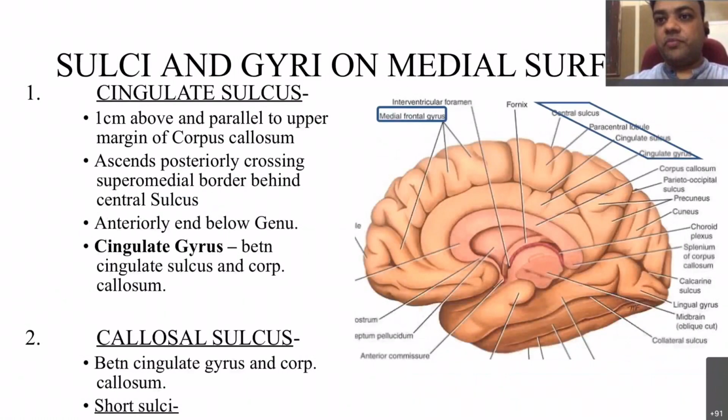Now on the medial surface. So first we will see the cingulate sulcus. The pointer I will use. So with the cingulate sulcus you can see from anteroinferior ascending upward, turning backward. So this is the cingulate sulcus running parallel to what? Running parallel to the supromedial border. This is the supromedial border. Okay.